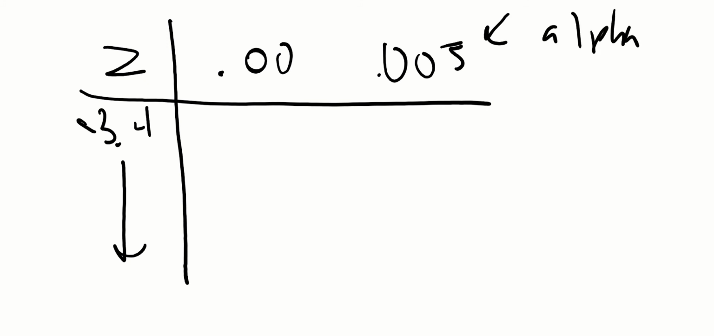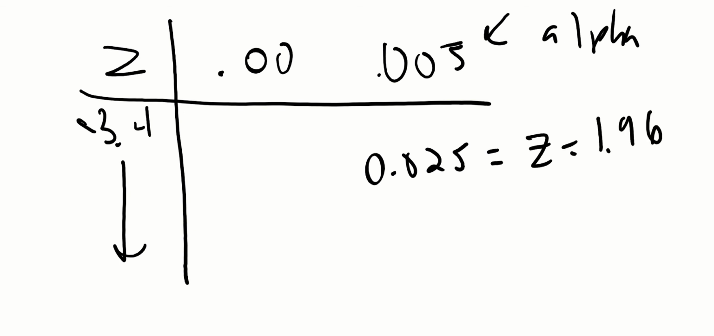So if we could go in our table, we could find an area of 0.025, it would equate to a z-score of 1.96. And this will never change. You'll always get this z-score for an alpha of 0.05 or 95% as 1.96.